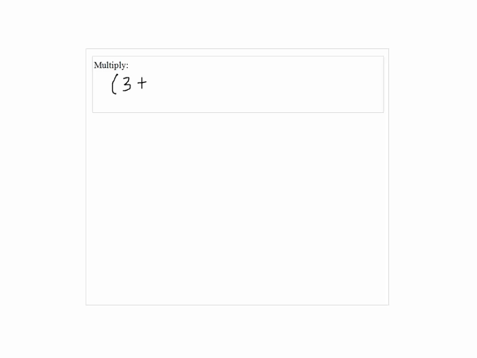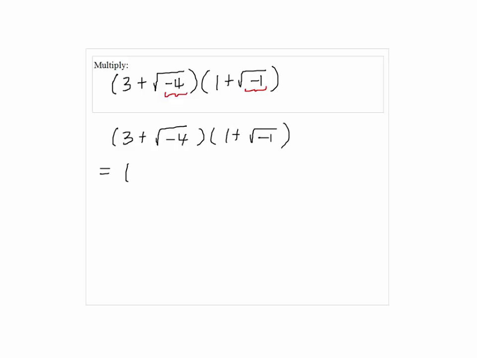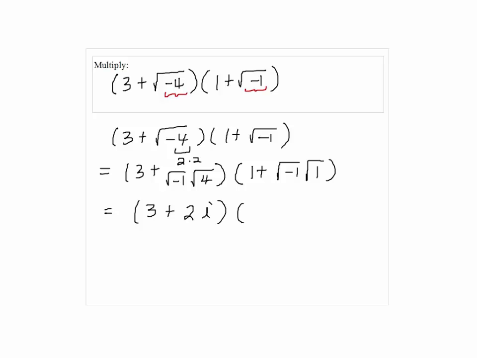Multiply 3 plus the square root of negative 4 times 1 plus the square root of negative 1. Since we have a negative number inside the square root, first we have to rewrite the terms using i. So 3 plus square root of negative 4 times 1 plus square root of negative 1 becomes 3 plus 2i times 1 plus 1i.